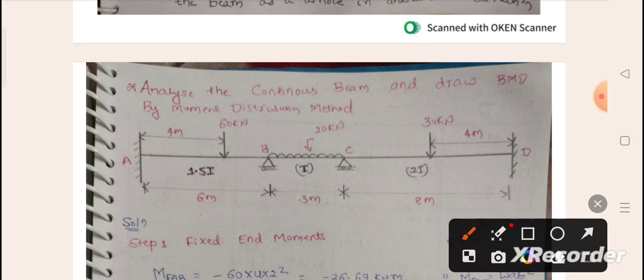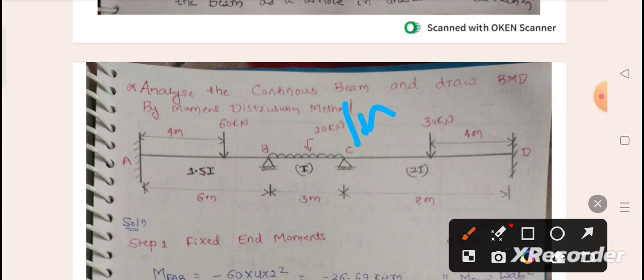So the span AB is 6 meter, span BC is 3 meter, and span CD is 8 meter. For span AB, the moment of inertia is 1.5 I, for BC it is I, and for CD it is 2 I. Next is the loading. For span AB it is 60 kilonewton at a distance of 4 meter. Means it is not at the center, it is at a distance of 4 meter, and from support B it is 2 meter. For the BC span it is UDL, that's 20 kilonewton per meter, and for CD it is 30 kilonewton.